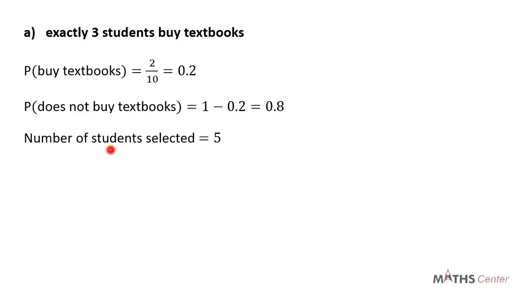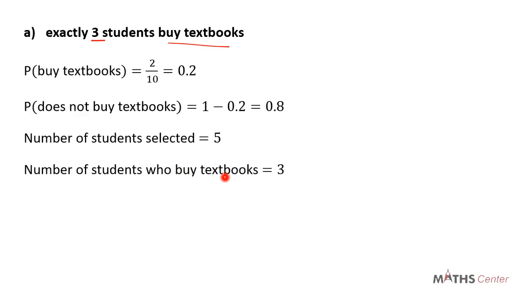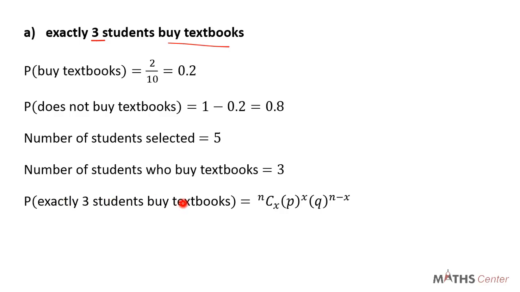From the question, we are told that 5 students are selected. Here, we want to find the probability that exactly 3 of the students buy textbooks. So the number of students who buy textbooks is equal to 3. We have learned from the binomial probability distribution that the probability that exactly 3 students buy textbooks will be given by n combination x, p exponent x, q exponent n minus x. Let's find n, x, p, and q. N is the number of students selected, which is 5. X is the number of students who buy textbooks, which is 3.